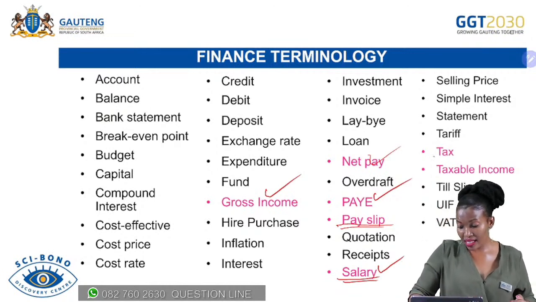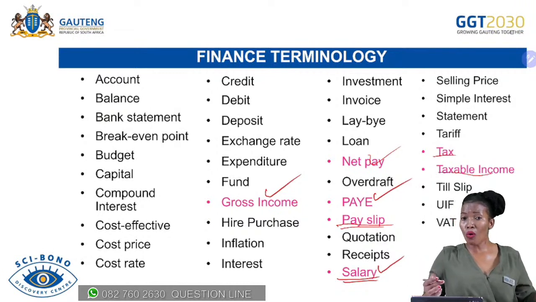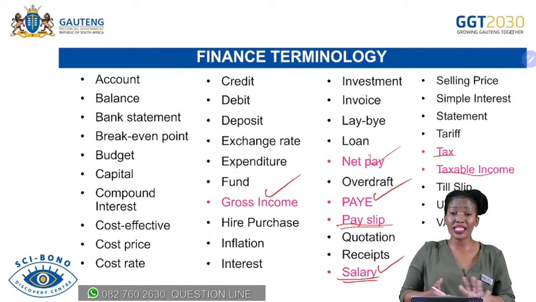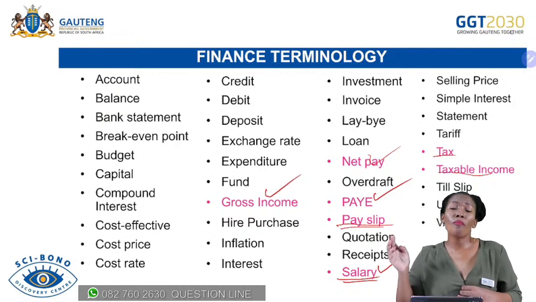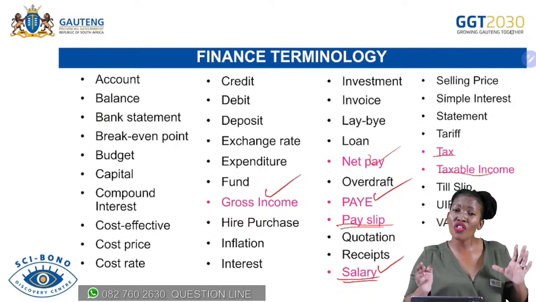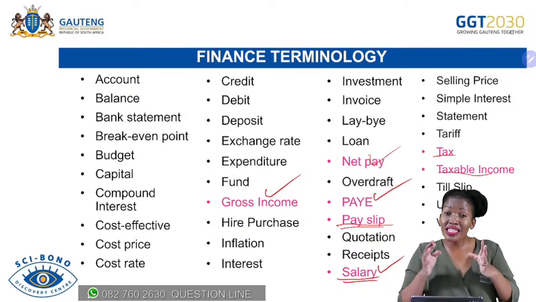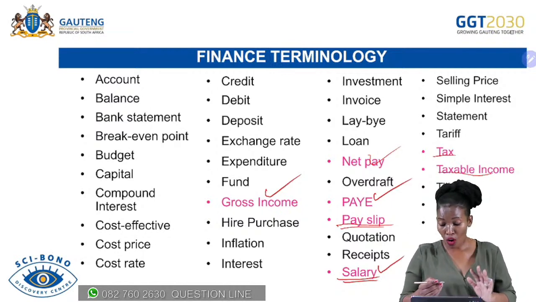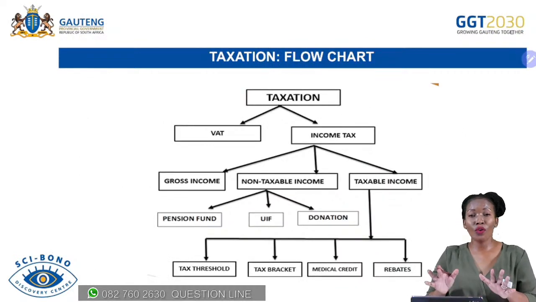And then tax, also taxable income. There are actually many more terms that you're going to come across that you've never seen in your life, like your rebates, your threshold, your medical aid tax credit. So all those exciting terms, you are going to come across them as we go deeper into the section of taxation. Now, this is a taxation flow chart.